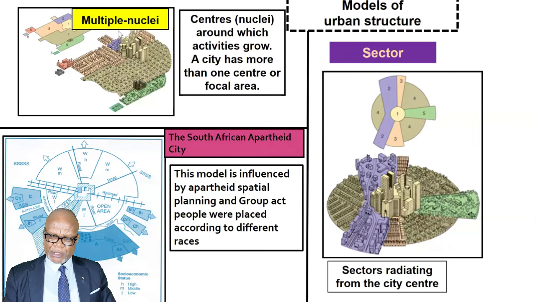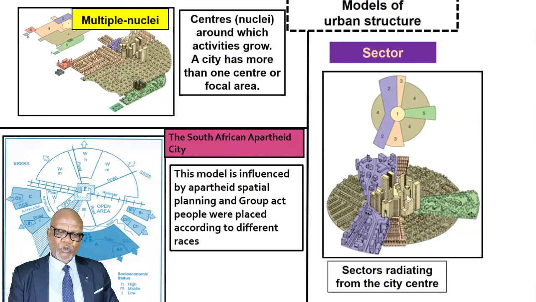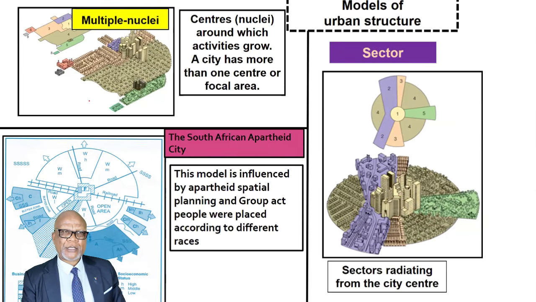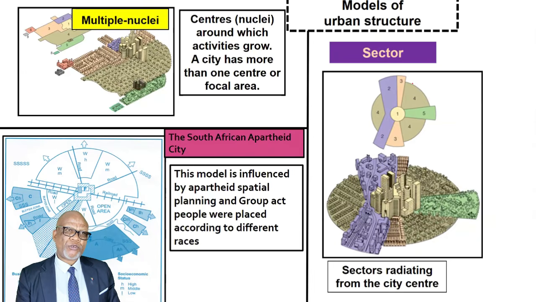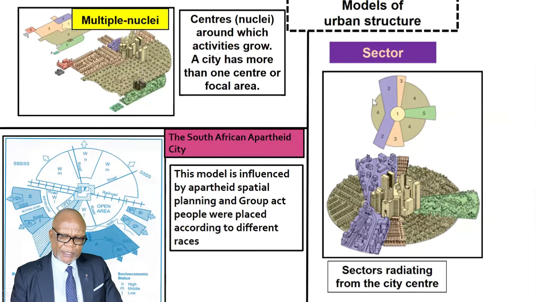And we have another model here, which is called the sector model. What is the sector model indicating to us? It indicates that the city is built of different sectors, and all the sectors are radiating from the central point. So multiple nuclei shows us the city has more than one center, while the sector model shows us the land use zones are simply sectors that all radiate from one central point, which is the CBD.